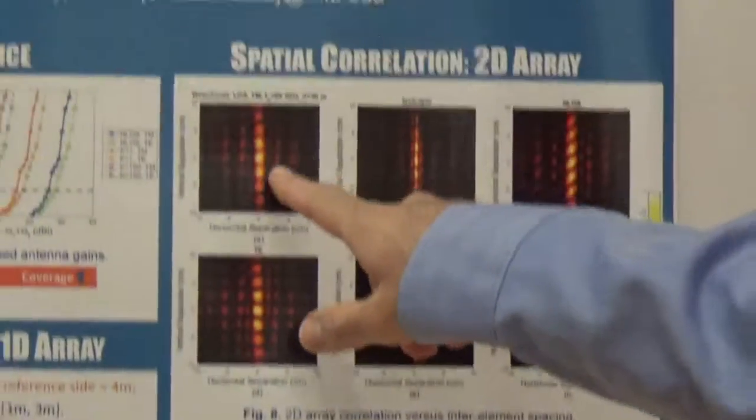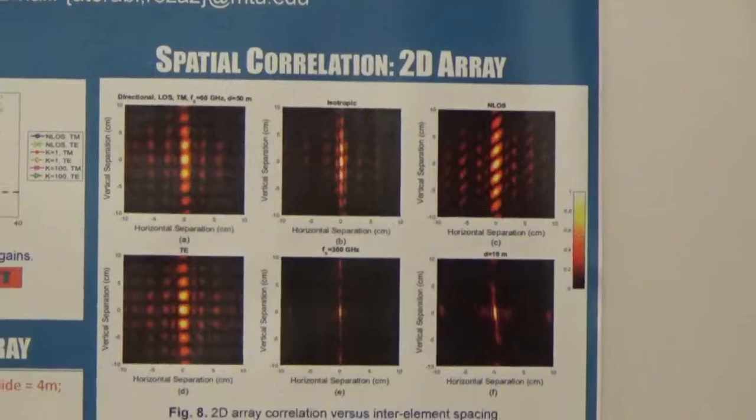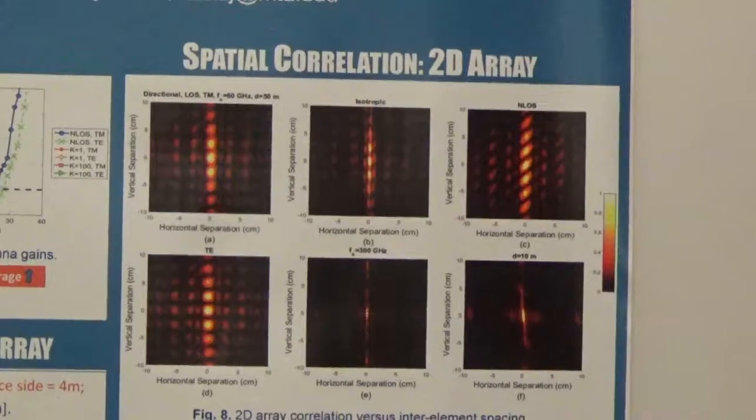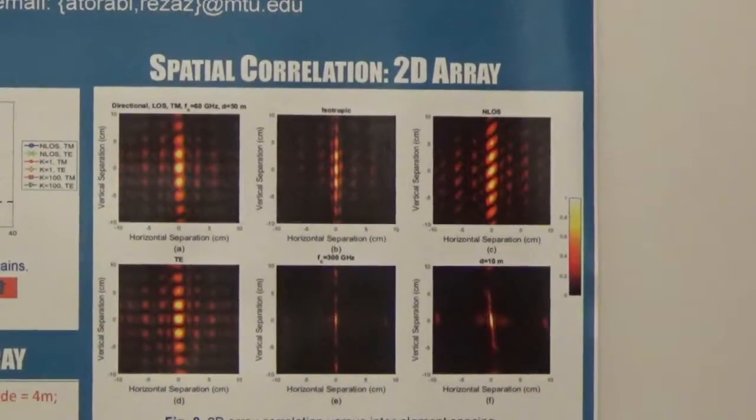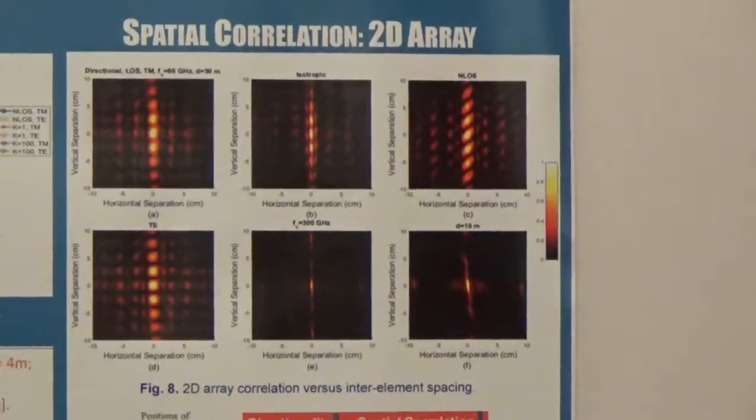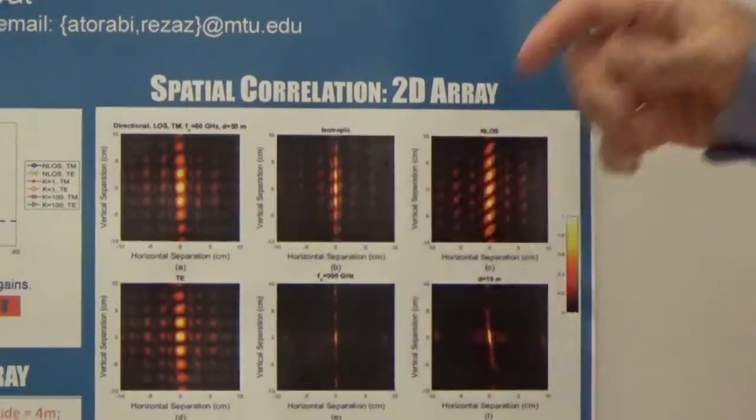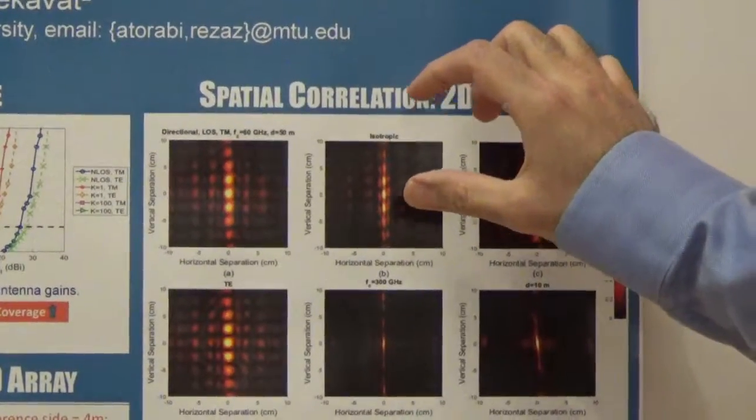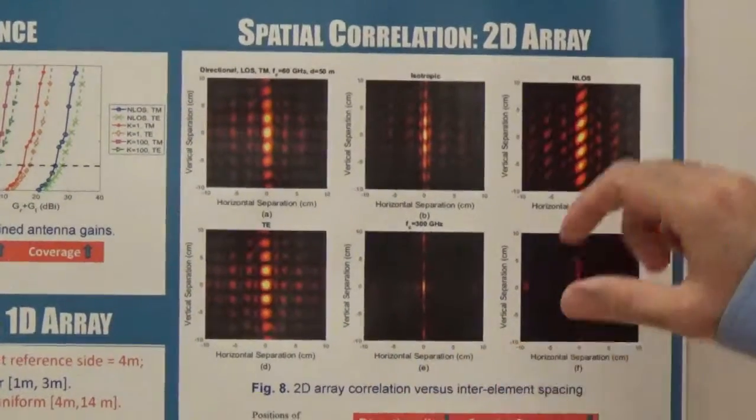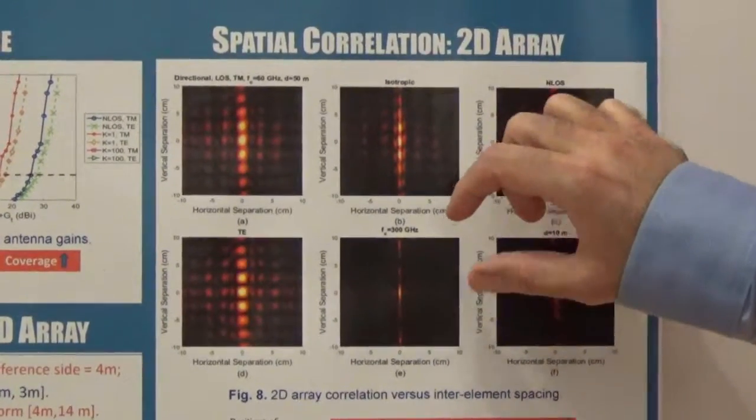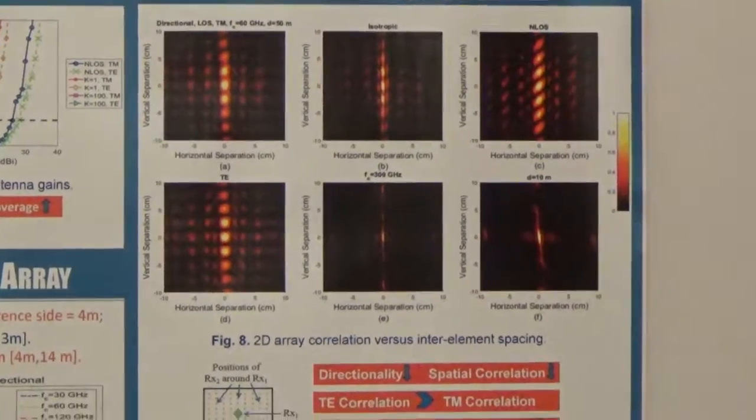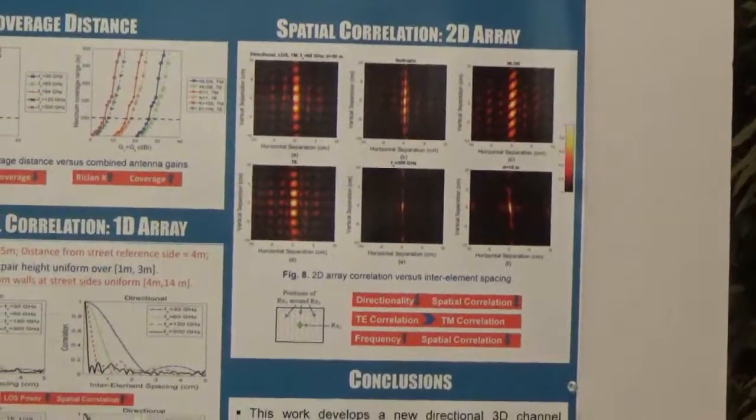Here we have the reference plot. In each subsequent plot we change only one of the parameters to study the impact of that single parameter. So here we see that, for example, using directional antennas, we get larger correlations compared to using isotropic antennas. Or, for example, here we see that at 300 gigahertz, we get a smaller spatial correlation compared to 60 gigahertz. And these are the main results for this study.